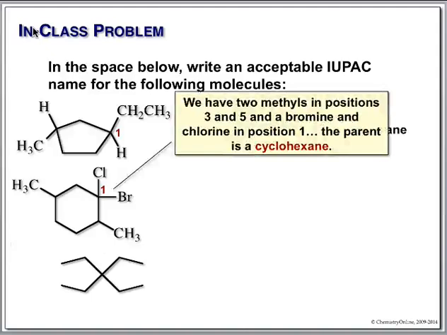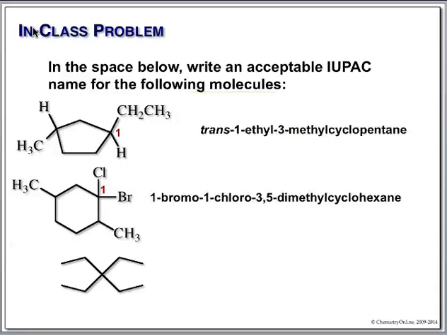On carbon 1, we're going to have a bromine. On carbon 1, we're going to have a chlorine, and on carbon 2, and let's see, 2, 3, 4, 5, 3 and 5, I'm sorry, 2 and 5, we're going to have methyl groups. That should be 2 and 5. If we string all these together, please change that to 2,5, I'm sorry: 1-bromo-1-chloro-2,5-dimethylcyclohexane. Carbon 1, carbon 2, 3, 4, and 5.